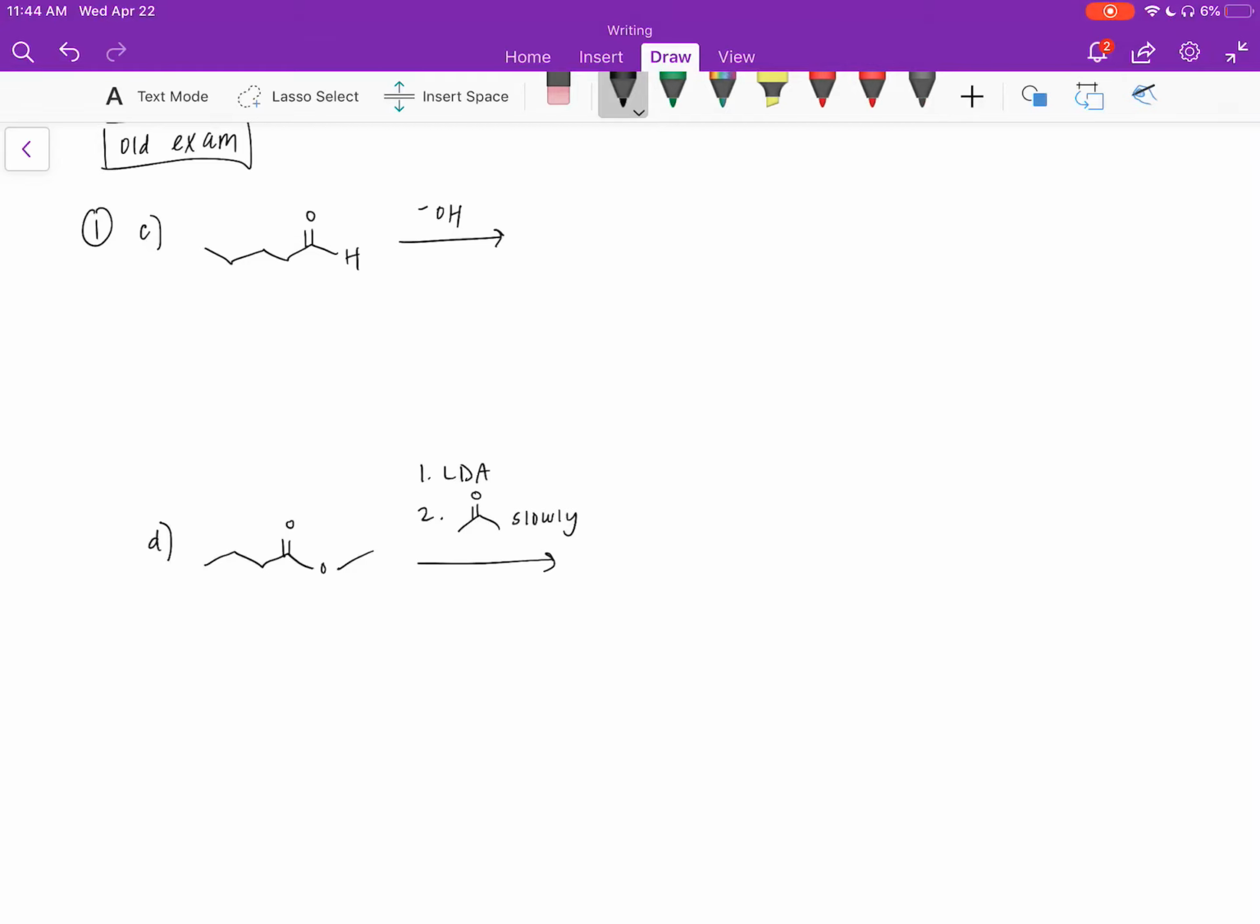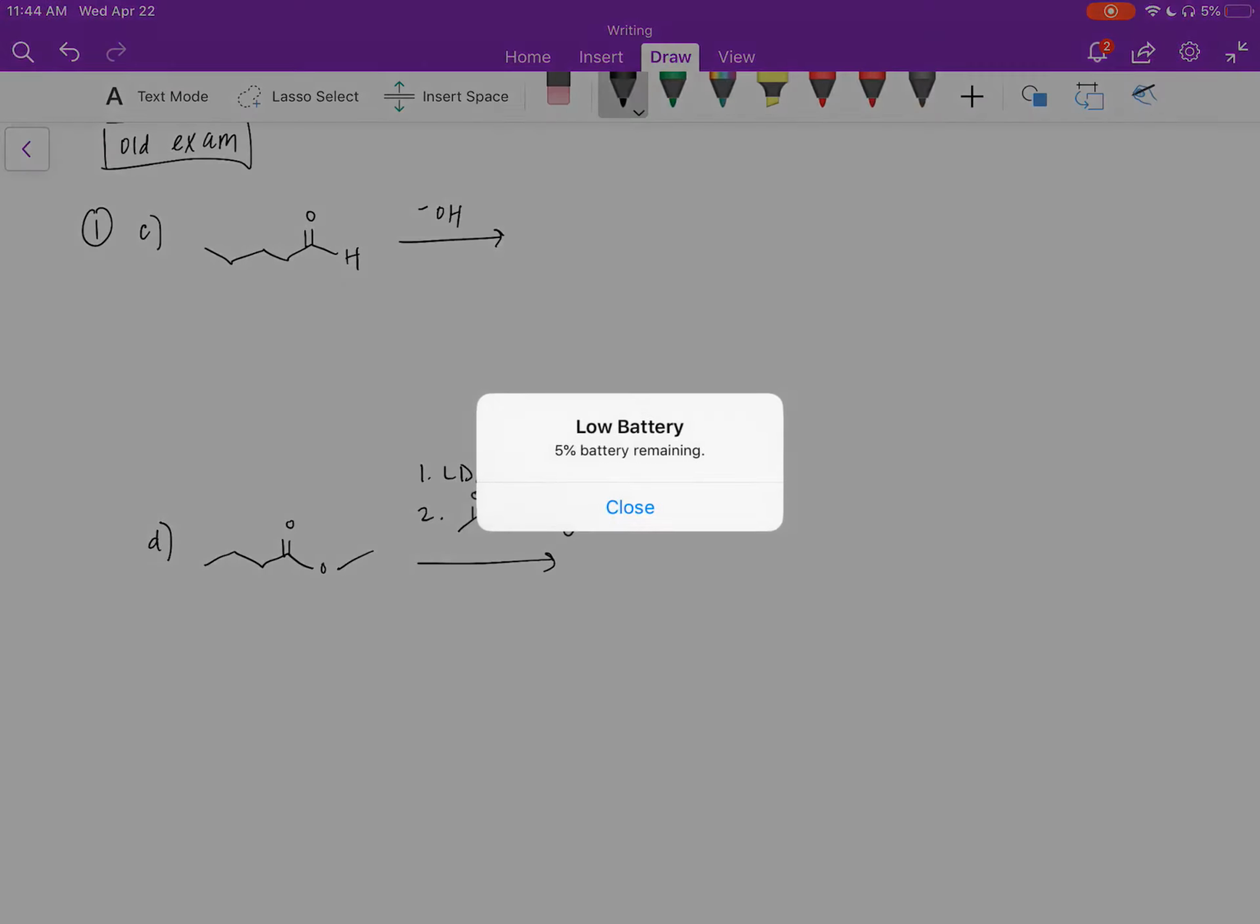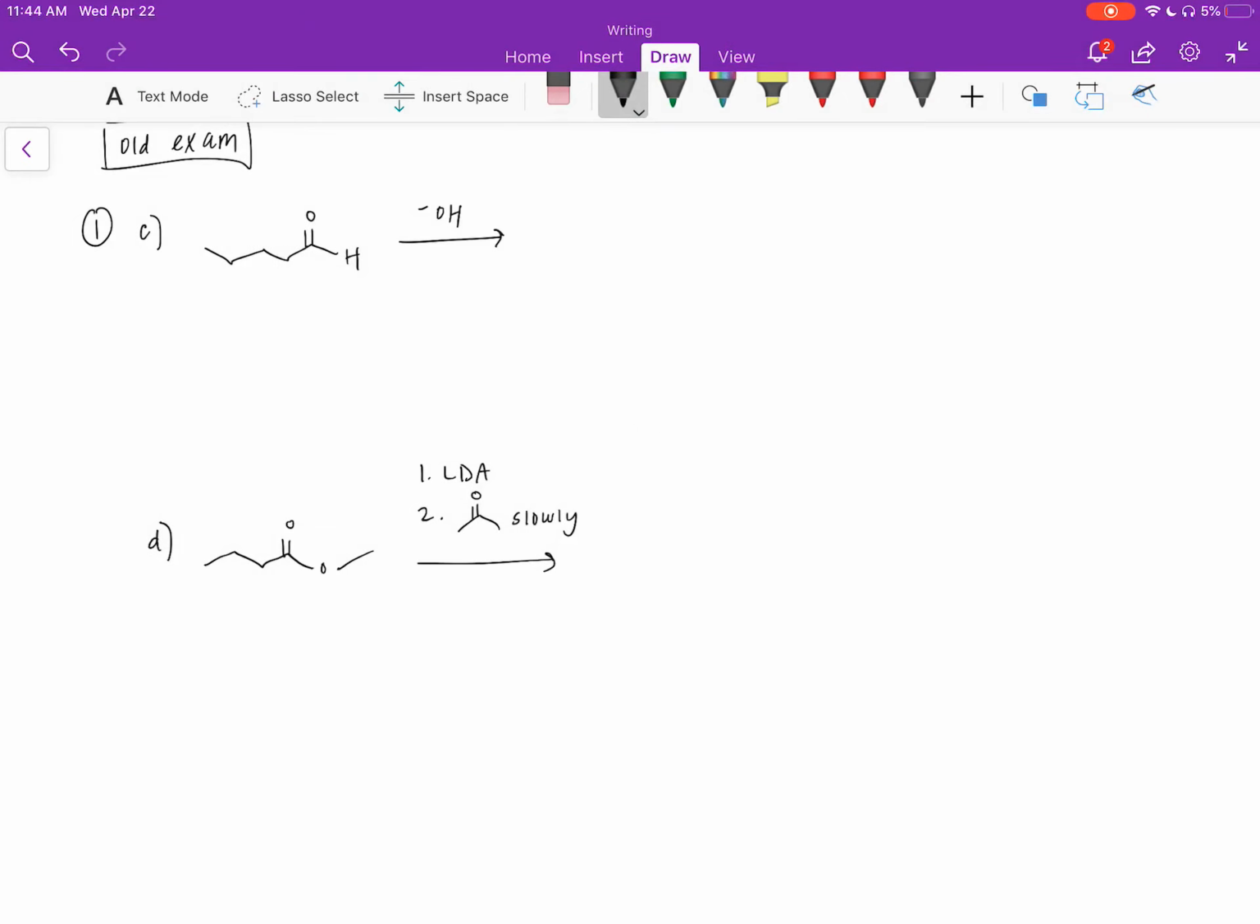All right, these are two line reactions from the old exam that you sent me. So this is just question 1, C and D of the old exam. So we'll go through C first.